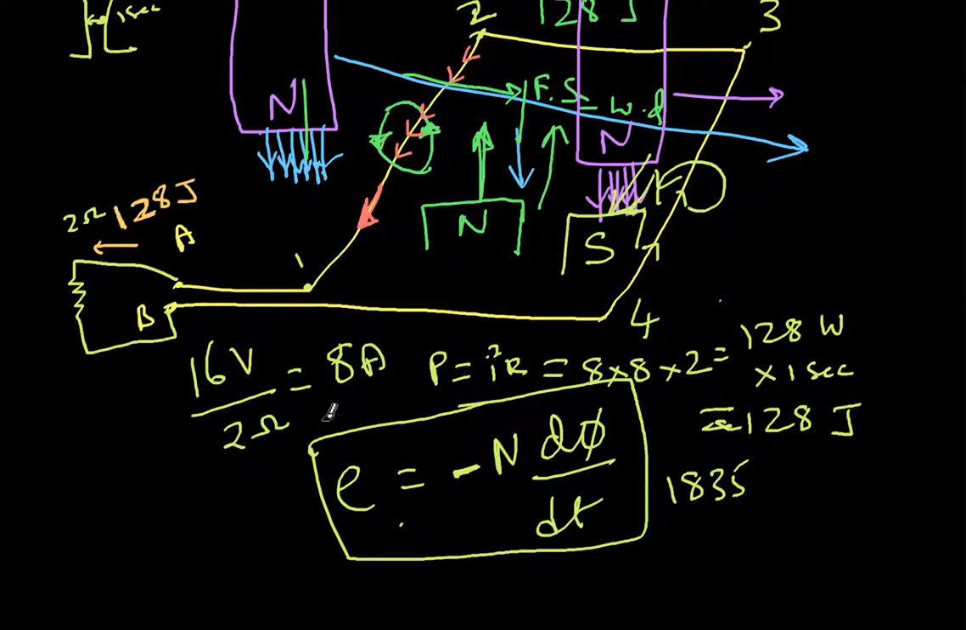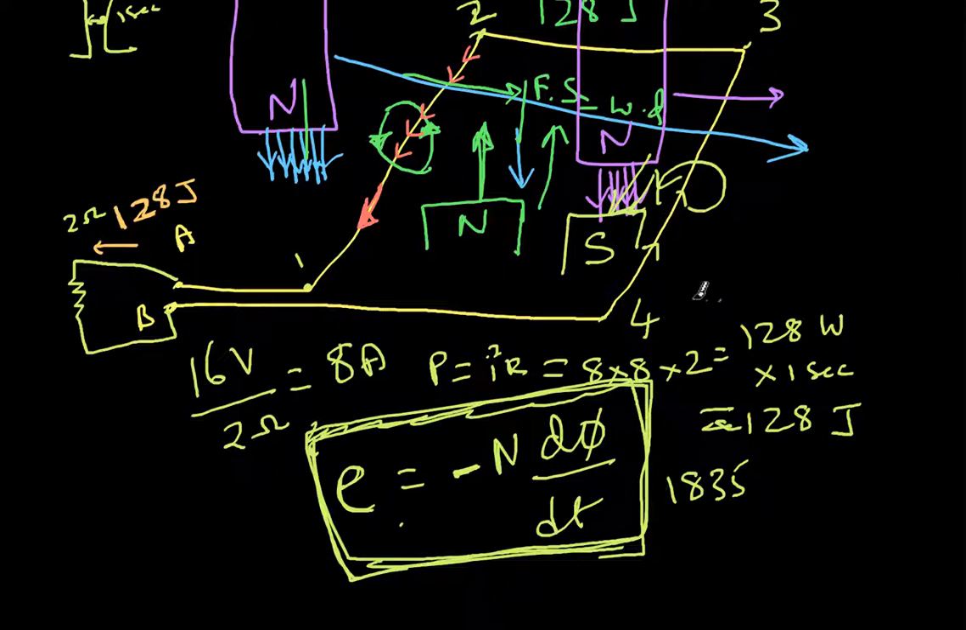So finally, to summarize the discussion over 3 videos, this is the important equation that you should remember. That is, EMF induced is nothing but minus n d phi by dt. So based on this equation, let's work out some numerical example problems.